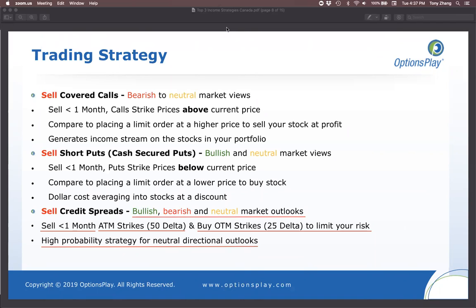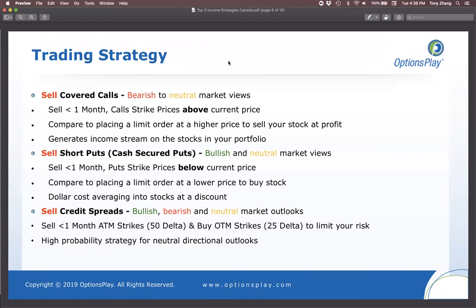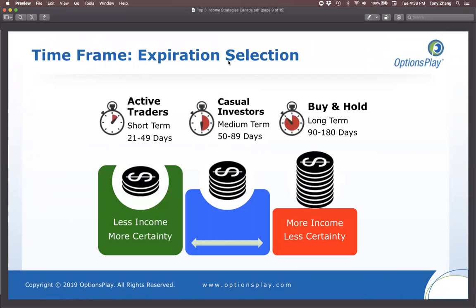But I don't necessarily even need a reversal. As long as it just doesn't keep going in that initial direction, I'm able to make money from this specific strategy. It's an extremely forgiving strategy, and it generally provides a high percentage of winners. So this is really a way to utilize options as an income strategy while speculating on direction. So those are the three strategies, and just a quick explanation on time frame and expiration.